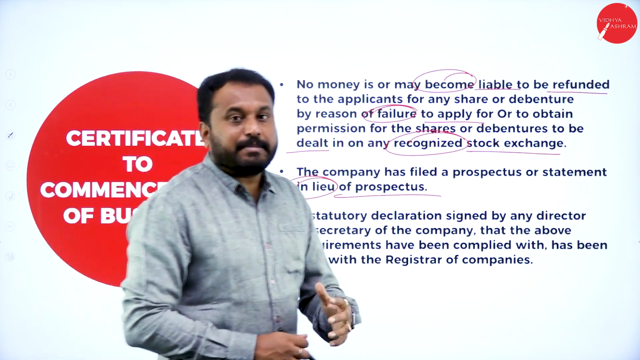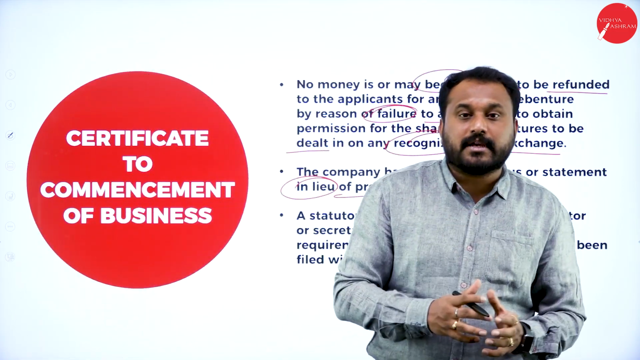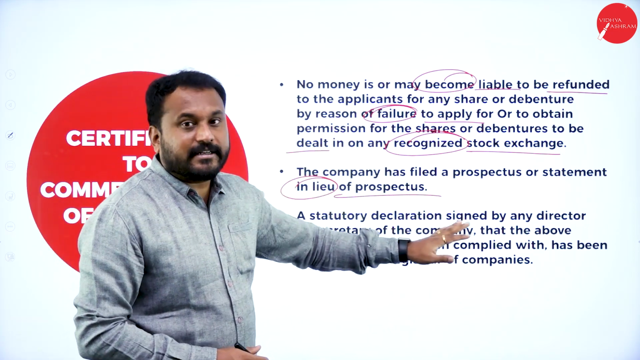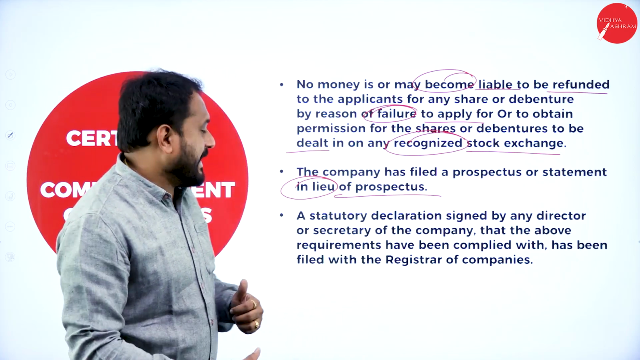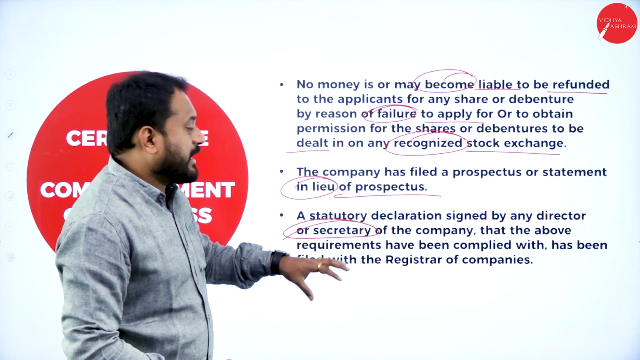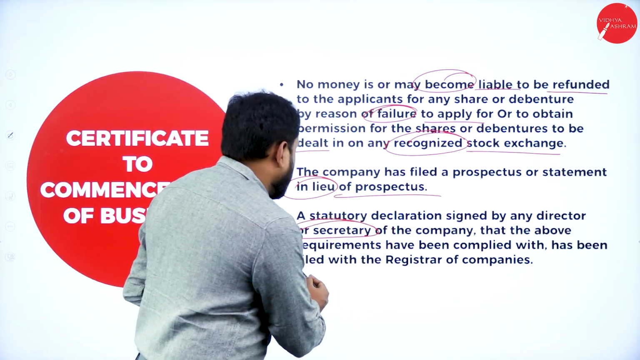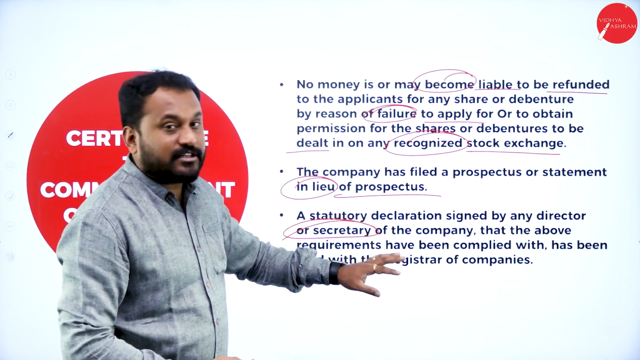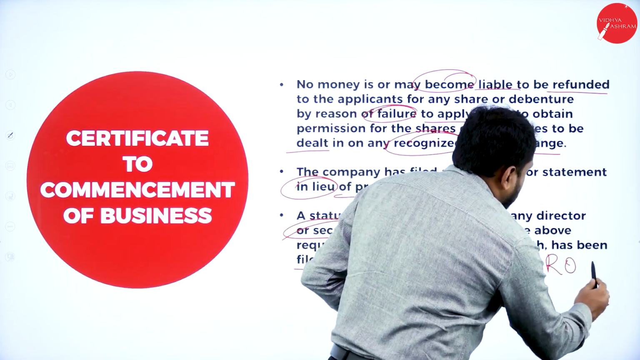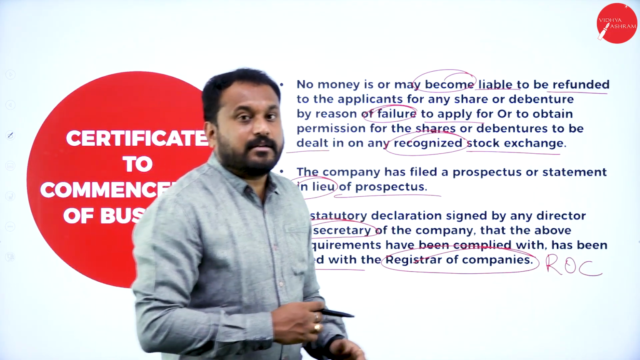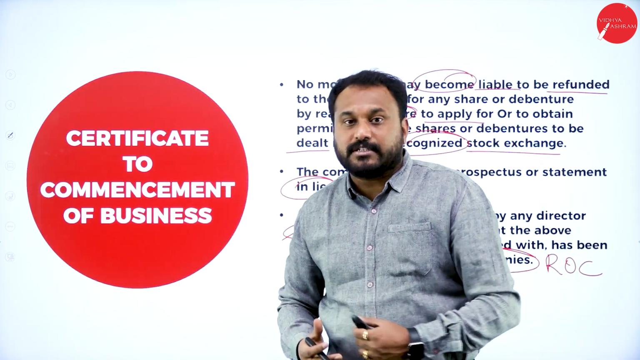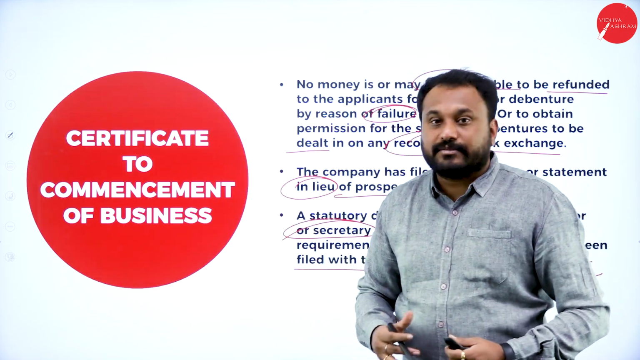Now a private company cannot issue a prospectus, it is only the public company which issues a prospectus. A statutory declaration that is signed by any director or the company secretary of the company, that the above requirements have been complied with, has to be filed with the registrar of companies. So where you are supposed to go, that is the ROC, registrar of companies. So when you go with all these procedures, I have given you a few of the points of how the commencement of business will actually happen.